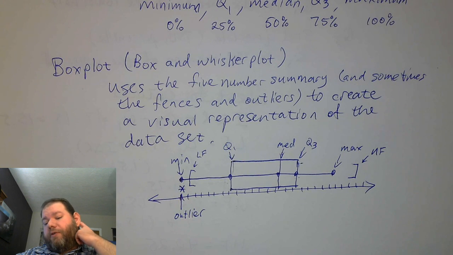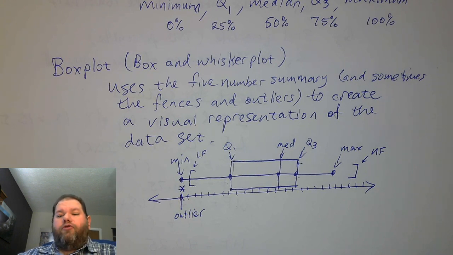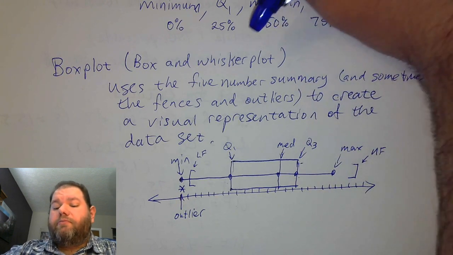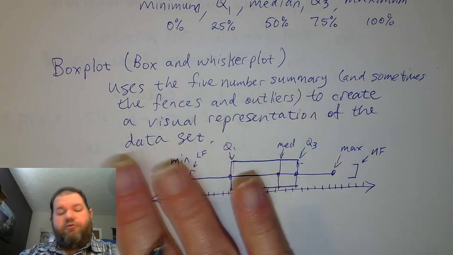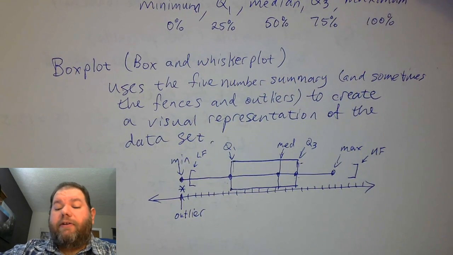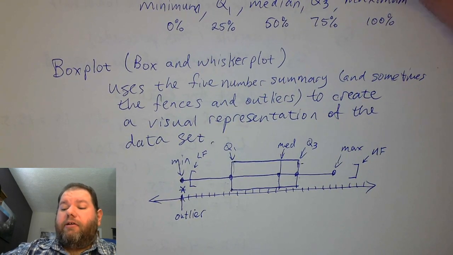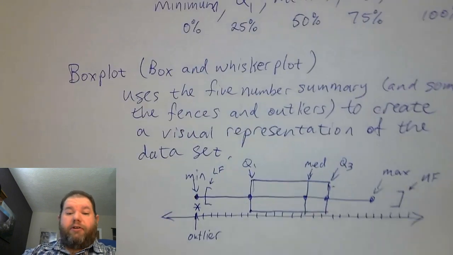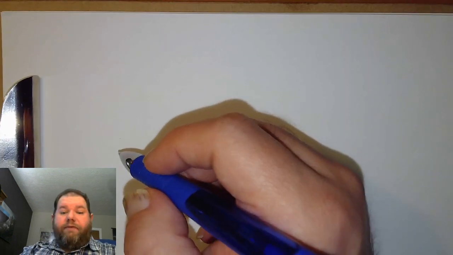So what I want to do now, let's go back to our 20 value data set we were working with before and create a box plot for that data and see what it tells us. Now, we've already done quite a bit with that data set throughout this chapter. So I think a lot of these things we've already figured out.